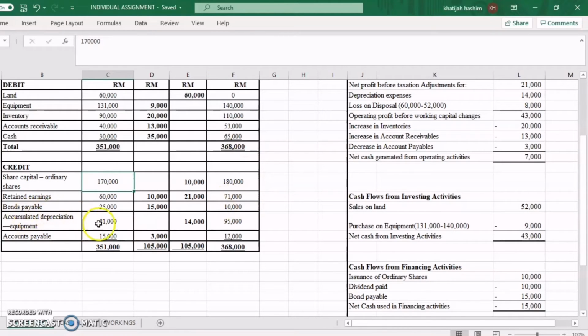For the bond payable, it should decrease, meaning that we have a payment of the bond payable. Next, the accumulated depreciation of equipment shows an increase. So we assume that 40,000 on the credit side is depreciation for the year. Last but not least, the accounts payable shows a decrease amounting to 3,000. So we assume that Success Sdn Bhd made a payment to the supplier.